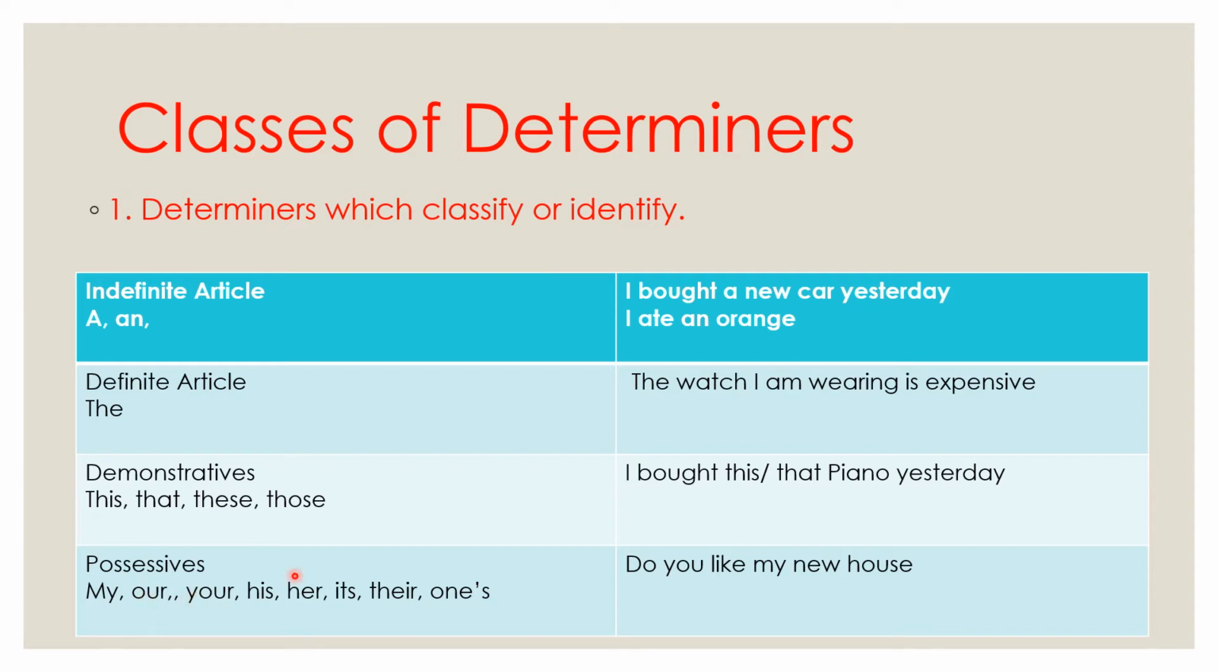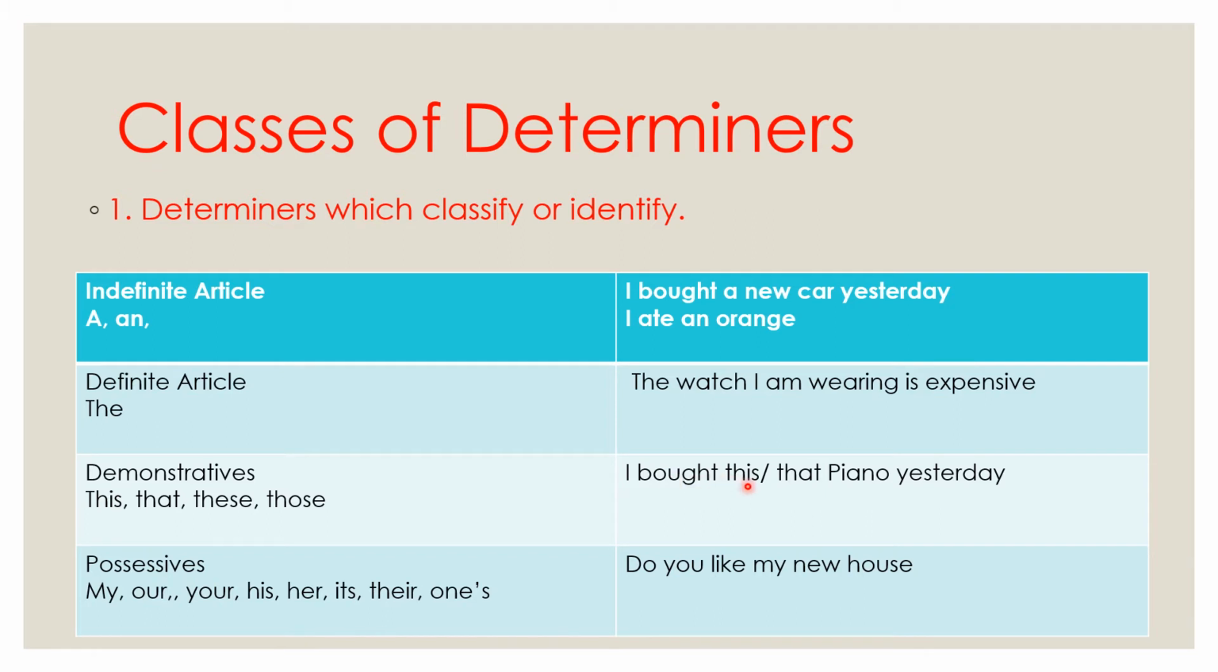These are the examples. Here I have put in some sentences with determiners. I bought a new car yesterday. So a is the determiner. I ate an orange. So here an is the determiner. We know that they are indefinite articles, but they are also determiners which classify. This example: the watch I am wearing is expensive. So the is a definite article. It is also a determiner.